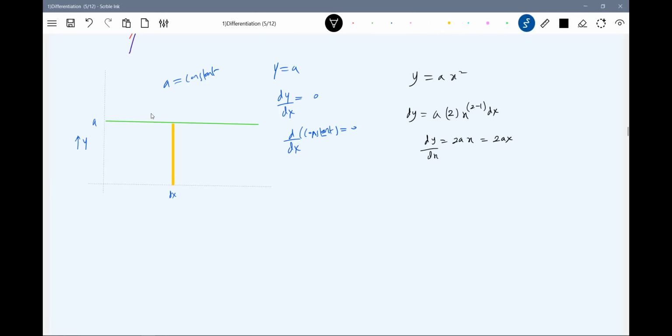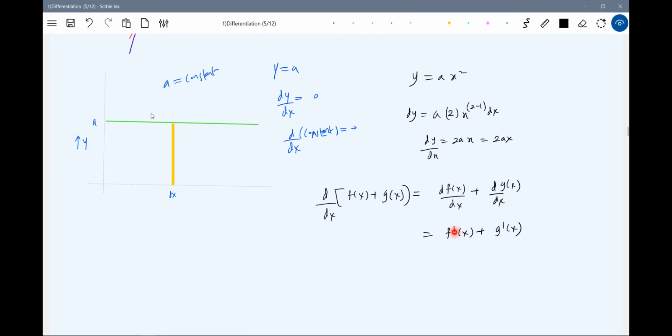If you have two functions like y is equal to f of x plus g of x, then the derivative should become the derivative of f of x plus the derivative of g of x, or you can call it f dash x, after differentiating, plus g dash x. What does the dash indicate? Differentiated ones. This is called the linearity principle.